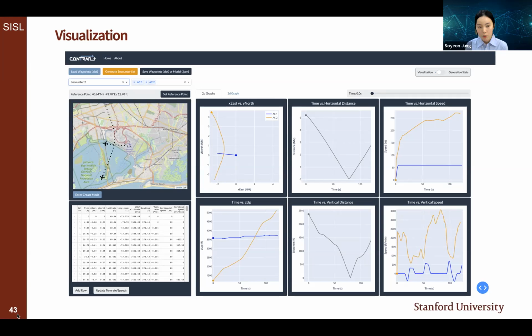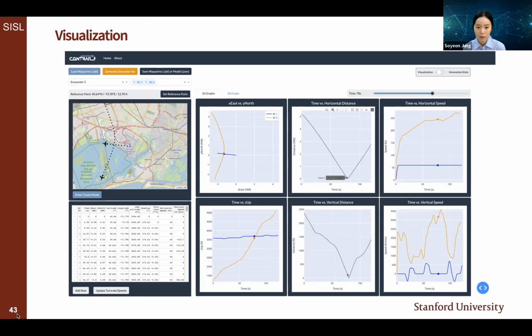On the right, we have graphs that visualize key takeaways. In the first row, we can see the 2D graphs of XY positions, horizontal distance between the aircraft over time, and the horizontal velocities over time. In the second row, we have the altitude, vertical distance, and vertical velocities over time.